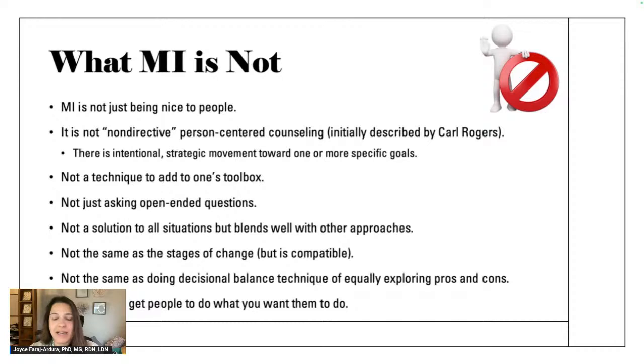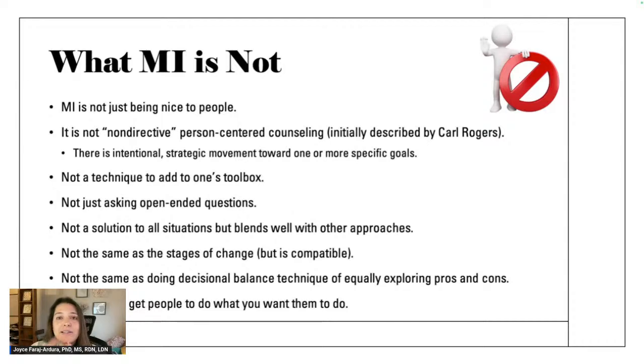MI is not just being nice to people. And MI is not a non-directive, person-centered counseling style as originally described by Carl Rogers. No, we're not following our clients. The clients might be in charge of their own lives. They decide whether they're going to make a change, what change they're going to make. They have their autonomy, but it does not mean that we're following, right? It means that we're guiding the conversation.